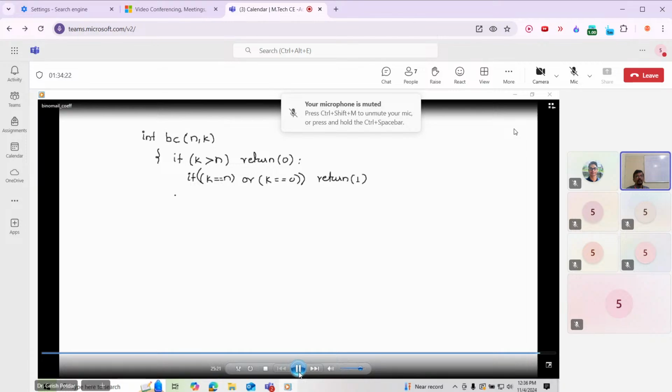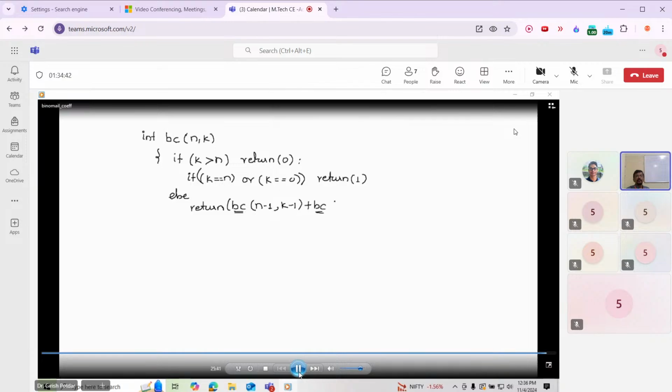Just convert that recurrence relation into a formula and write the code. That's all. Otherwise, what will you return? You can call this binomial coefficient recursively: binomial coefficient of n minus 1, comma k minus 1, plus binomial coefficient of n minus 1 and k. Correct? So that's all. That's the end of a simple code.